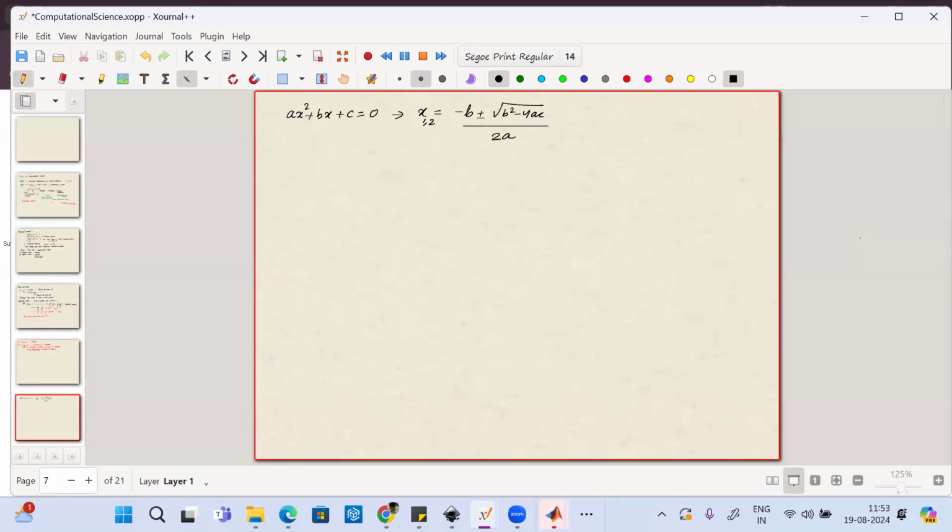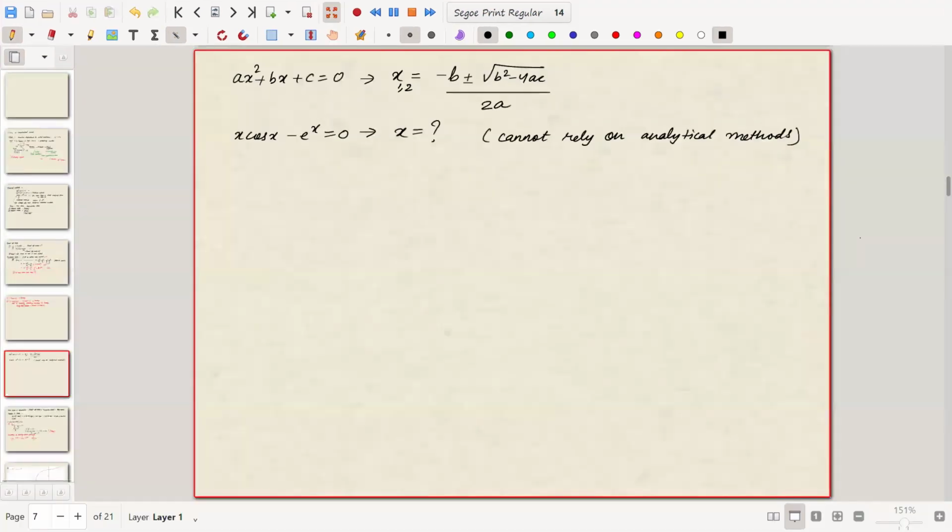Now, suppose I gave you an equation to solve that involves something like transcendental functions, like say x cos x - e^x = 0. How can you find x here? How can you find x which satisfies this? Of course, you cannot rely on analytical methods. So there you have to rely on numerical methods.